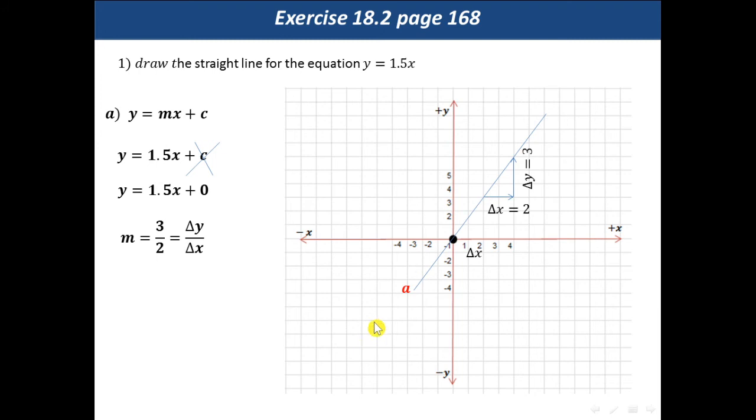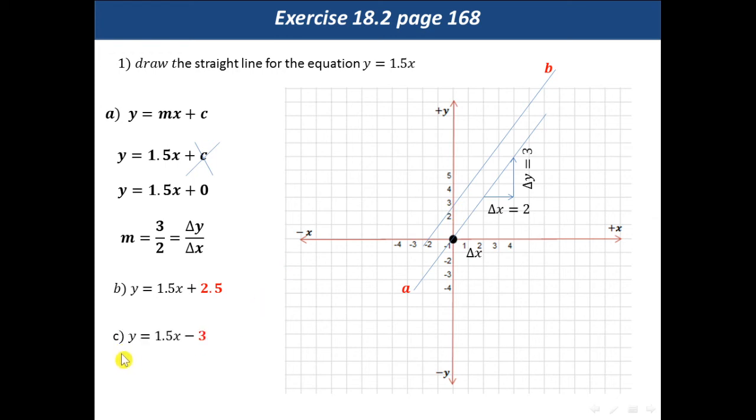The line A now is passing through the 0 center. Okay, now what about the line B? The line B passes through 2.5, so c is 2.5, and I see that the line B is parallel to the line A. That means it has the same gradient. So it's also y equal 1.5x, because it has the same gradient, because it's parallel to it, plus 2.5, because this line is intercepting the y-axis at 2.5.